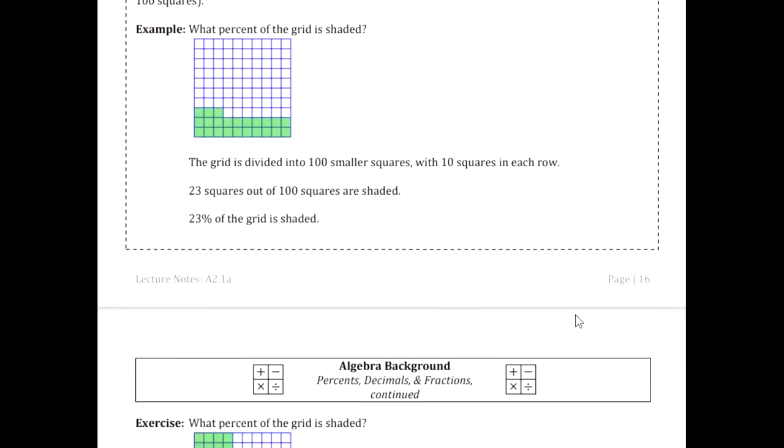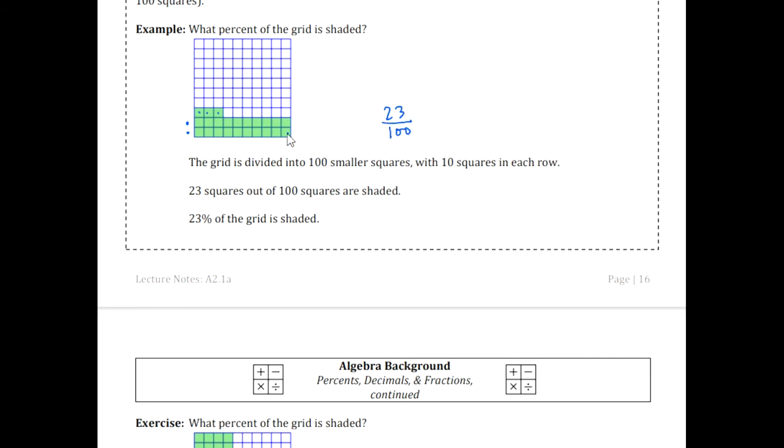In the example here, we have another square broken up into 100 pieces, and we want to know what percent of the grid is shaded. So what we're going to do is count up the number of shaded green mini squares, right? So there's 10 squares on this row, 10 squares on this row, and then that's 20, and then we have 1, 2, 3 more. So we have 23 out of the 100 mini squares here.